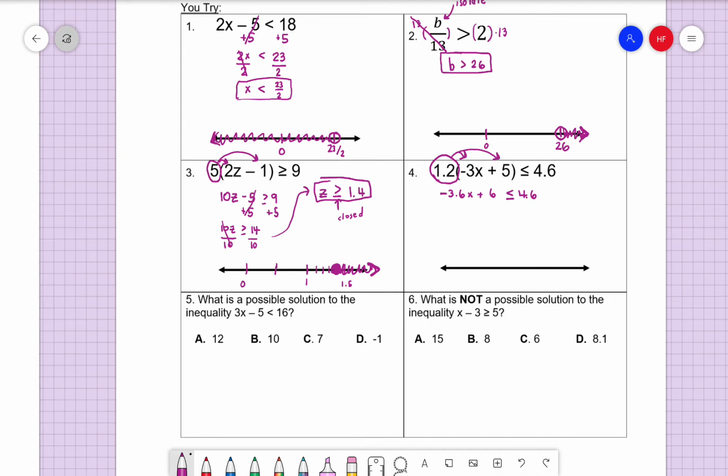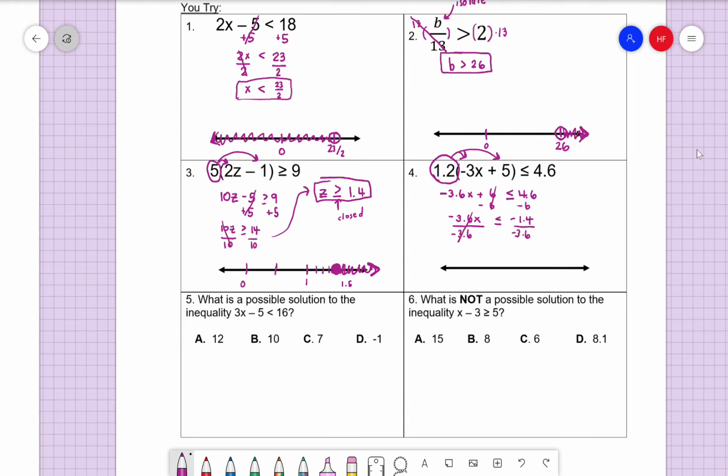So now we're going to isolate our variable, getting rid of that constant first. -3.6x less than or equal to, we subtracted, we didn't divide by a negative, so be careful with that. Then 4.6 minus 6, get -1.4. And then I need to divide out that coefficient. So I'm going to divide by -3.6.